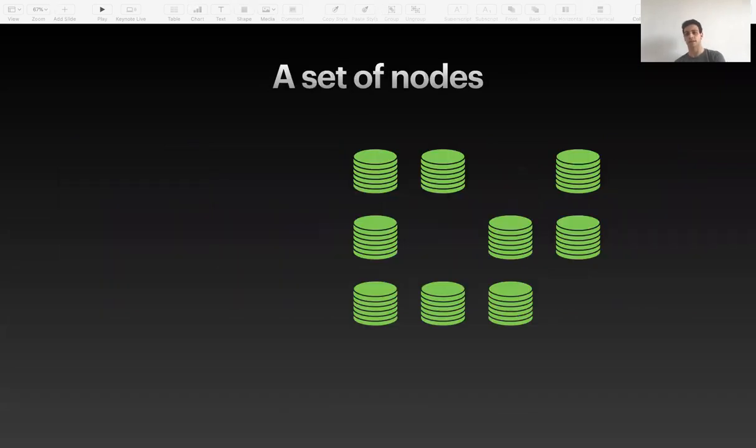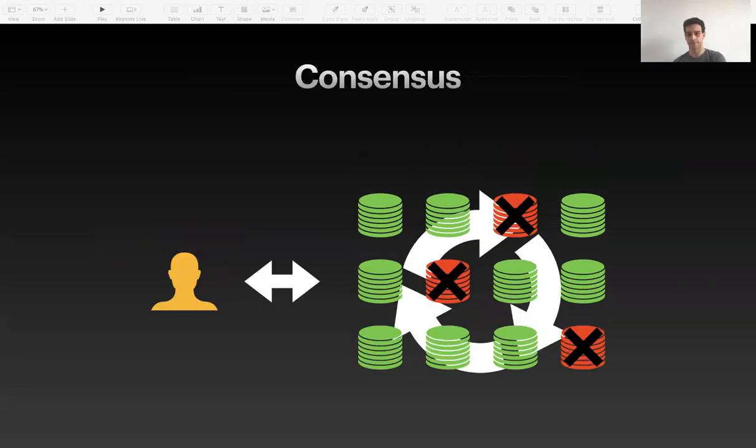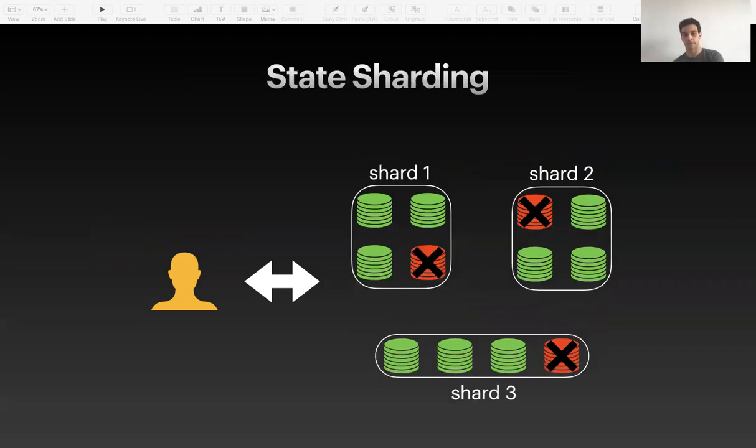So here is the initial setting. We have a set of nodes, the green ones are good nodes, and some bad nodes, the red ones, which are Byzantine and may act arbitrarily. Whatever happens, we have more than 2/3 of nodes which are honest. What we want is to allow a client to submit a transaction to the system, and the system would order those transactions despite the presence of the bad nodes.